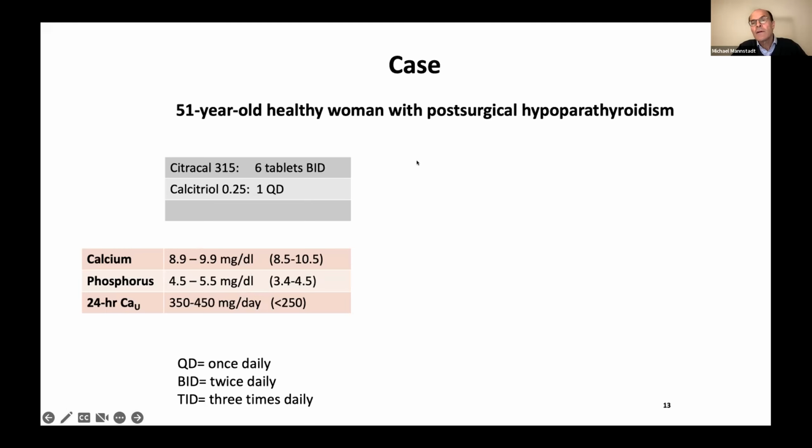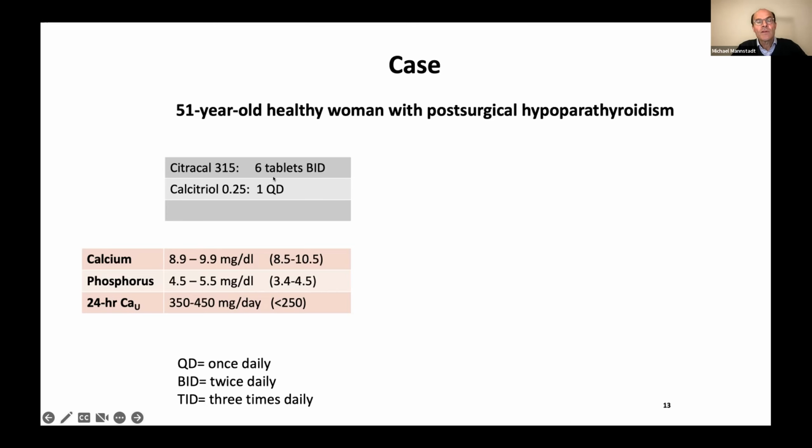So let's talk about a case and discuss how to improve or optimize conventional therapy. So we have a 50-year-old otherwise healthy woman who has post-surgical hypoparathyroidism for more than 10 years. And here's how she came to us. She's on Citracal, 315 milligrams, which is calcium citrate. She takes 6 tablets twice a day. She's on calcitriol 0.25 micrograms. She takes 1 a day. And these are her labs: calcium, phosphorus, and 24-hour urine calcium. Here are the range of her numbers that we have. And this is the normal range.